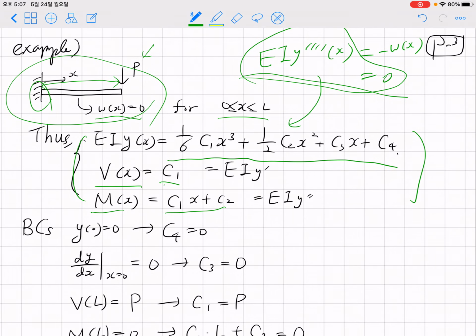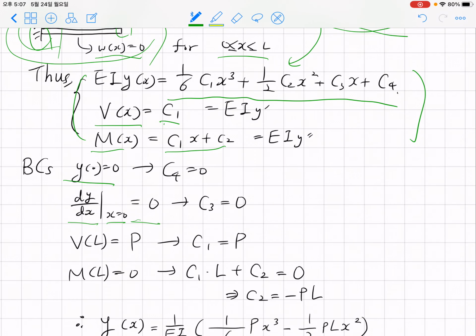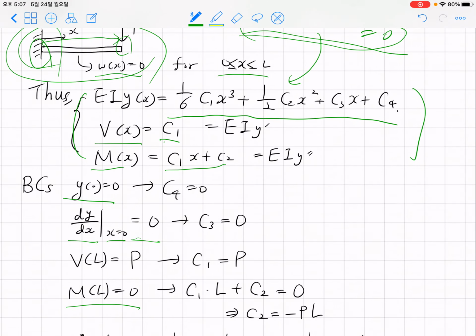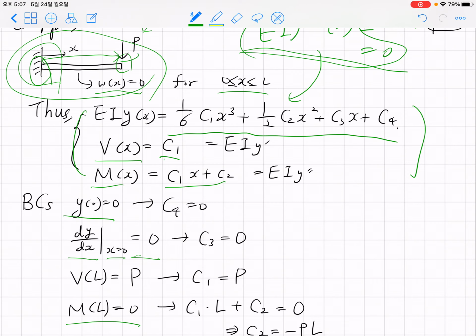At the left hand, when x equals 0, y must be 0, and when x equals 0, dy/dx must be 0, because this is a cantilevered beam. So we have 2 conditions from the left. From the right, this is a free end, so you have M equals 0. However, it's a free end with a point force, so due to this point force, V at x equals L must be P. Please be careful about the sign convention of V. After finding these 4 boundary conditions, you can obtain C1, C2, C3, and C4.